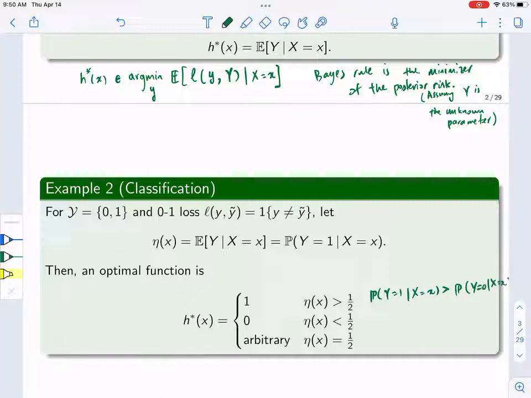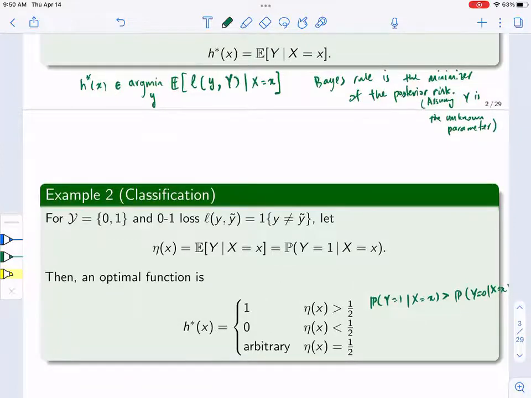And you can see from this, when you do the calculation, that's exactly the case where you have to declare 1. If it's less than 1/2, you declare 0. And if it's 1/2, then you can pick arbitrarily. So if eta(x) equal to 1/2 has non-trivial probability, then the optimal solution is not unique. So there are many versions of the Bayes rule. So it's sort of the optimal classifier.